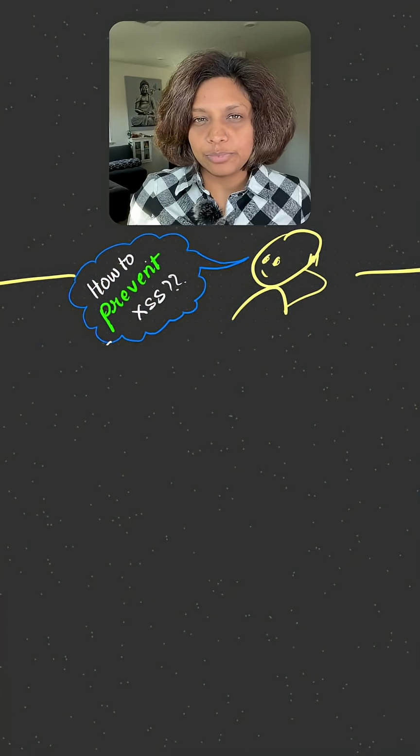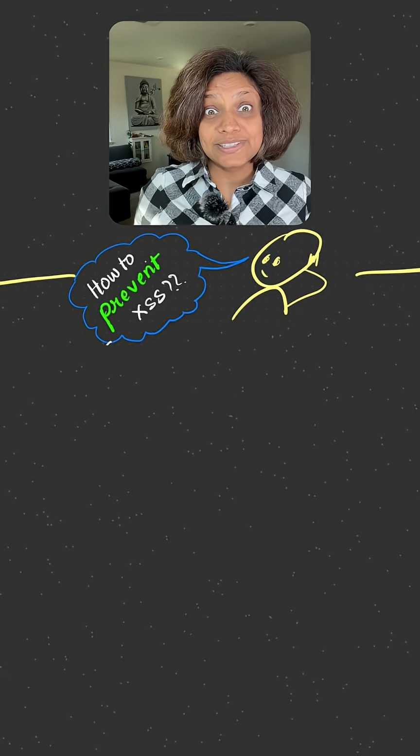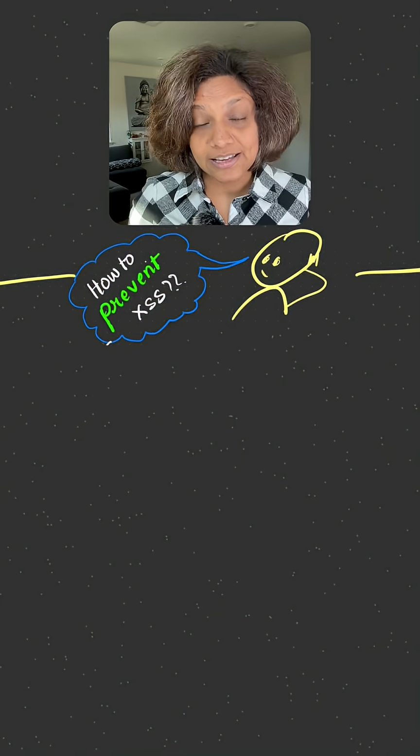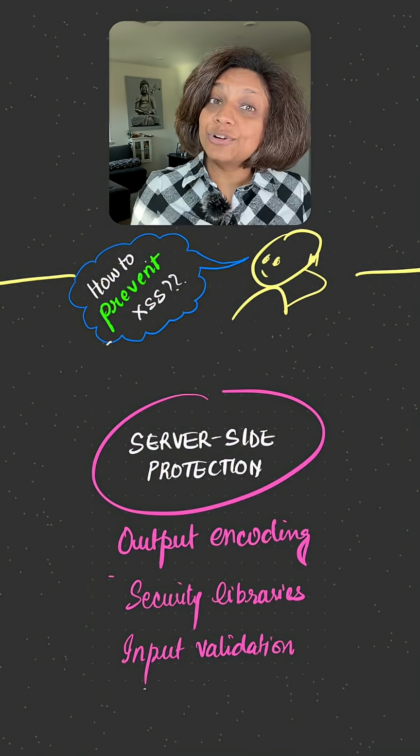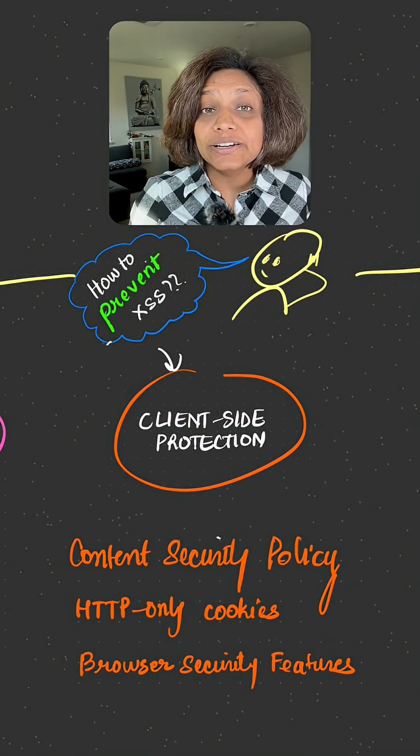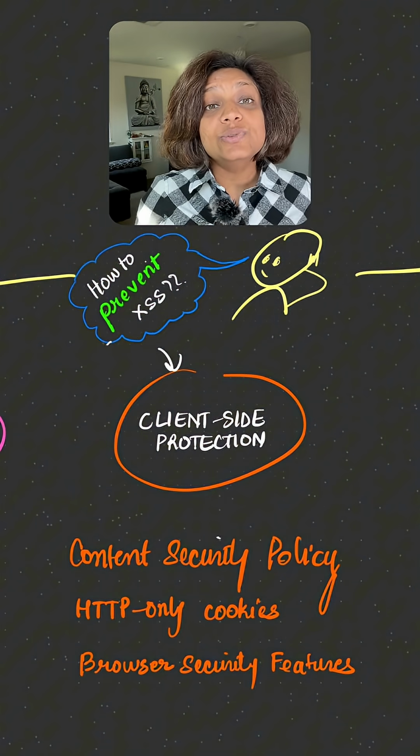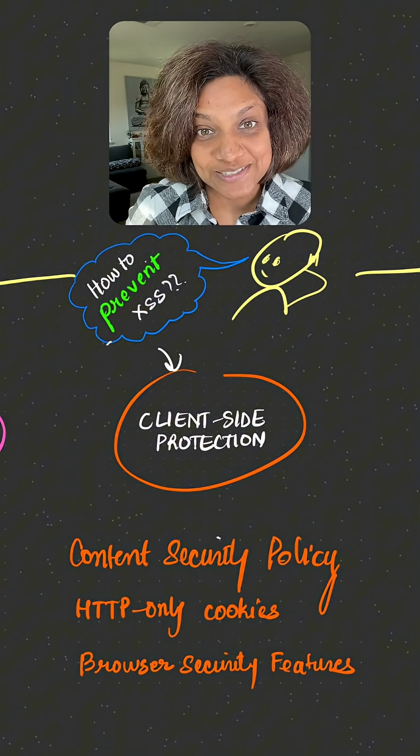Now, how do companies protect themselves from cross-site scripting attacks like this? We validate all user input, encode output before displaying it, implement a content security policy, and use HTTP-only cookies. Frameworks like React and Angular also offer built-in protections.